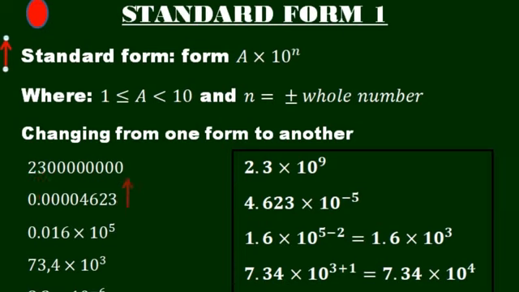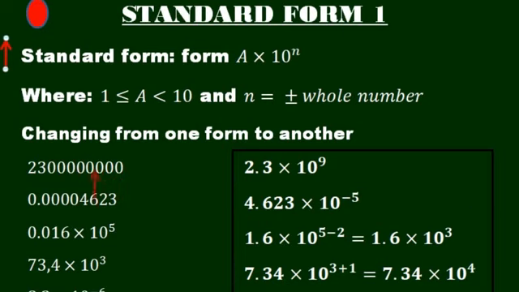The comma is at the end here. If there is no comma in the number, then it means it's at the end, to the right of the number, not the left. So we are going to move our comma from this position until this number becomes 2 comma 3. How many times are we going to move our comma?